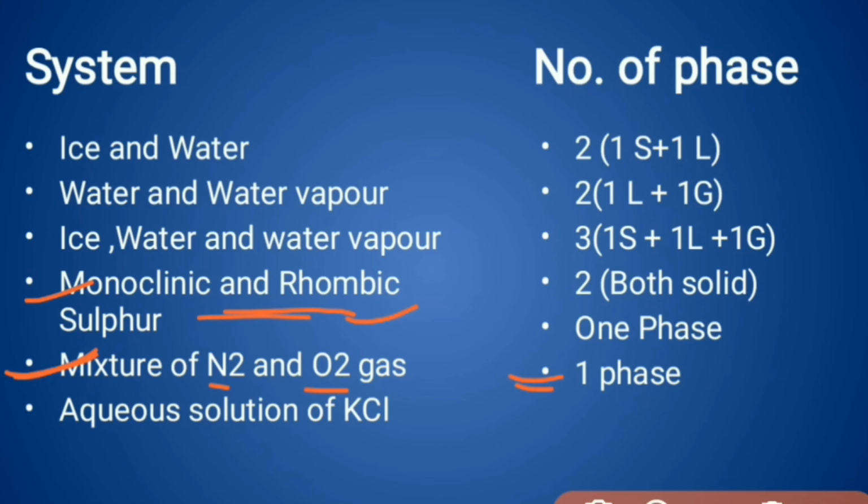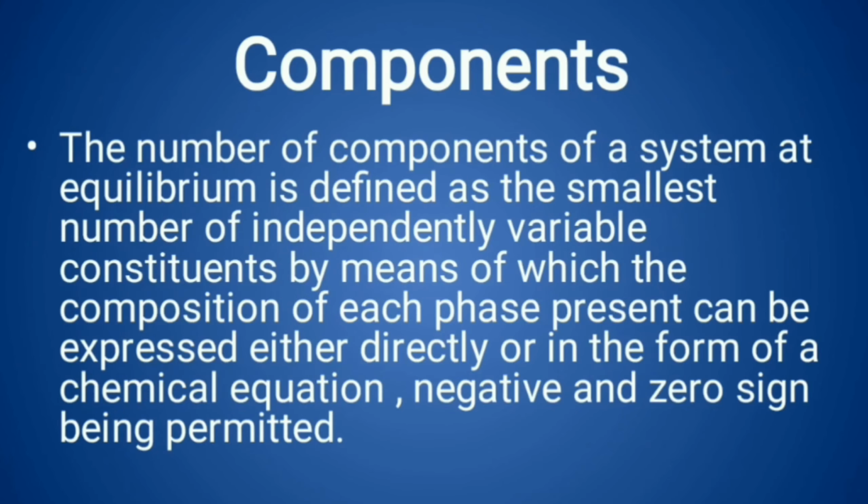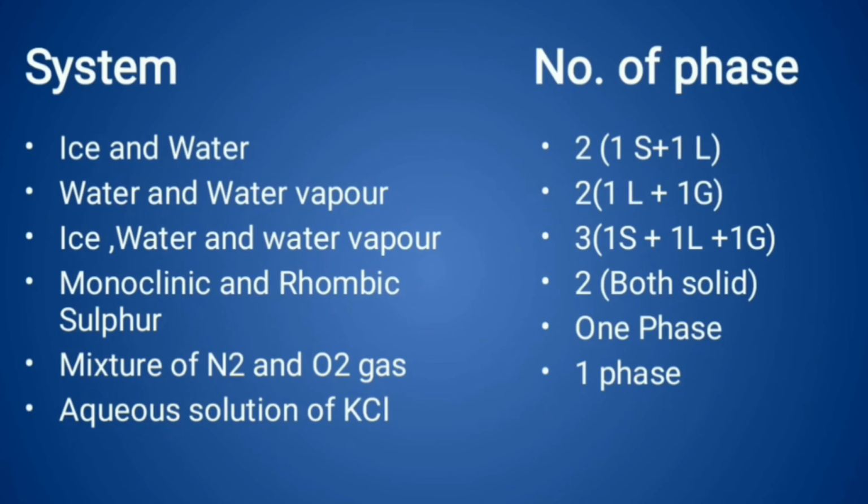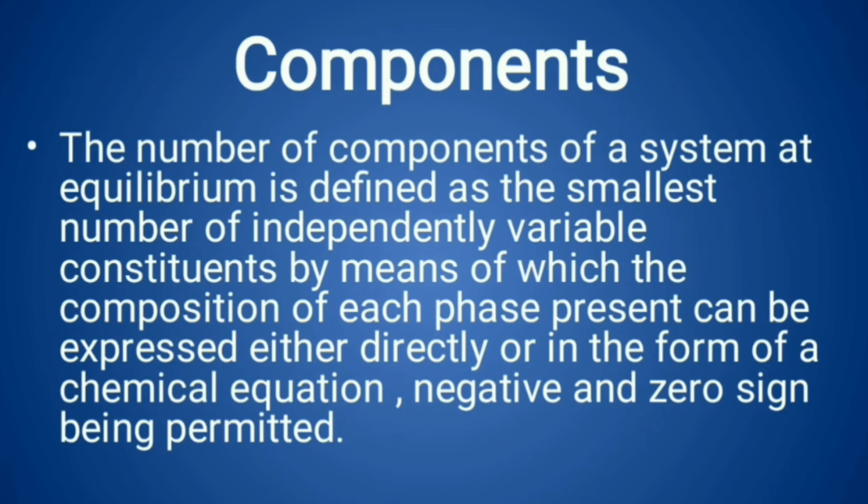An aqueous solution of KCl, when KCl is mixed in water, will also have one phase, right? I hope it's clear, and please try this on your own. Now we will start components. What is a component? I hope finding the number of phases is clear to all. Then we'll start the components: what a component is and how we can calculate the number of components.